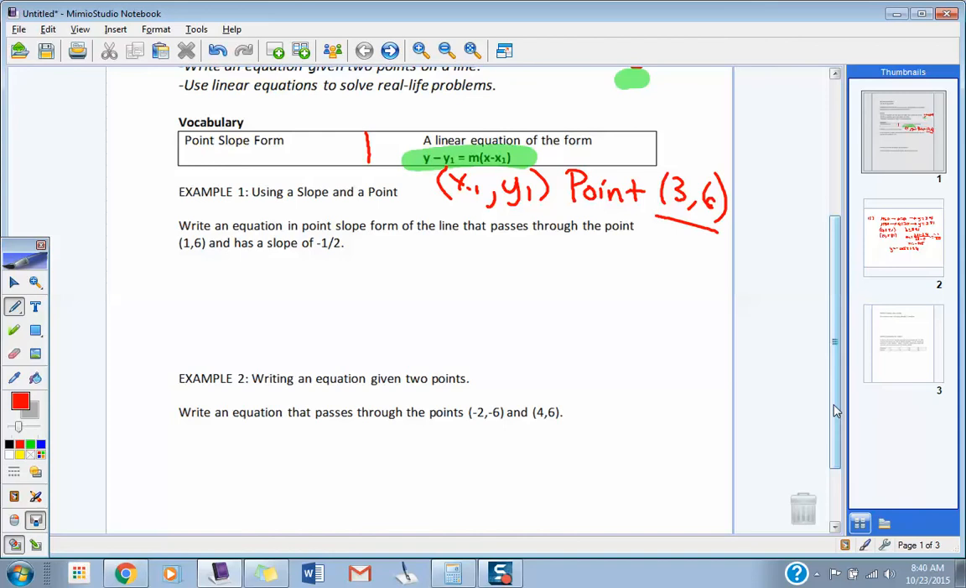All right. Volunteer to read example 1 for us. We're using a slope and a point. Volunteer to read example 1. All right, Kaylee, go.